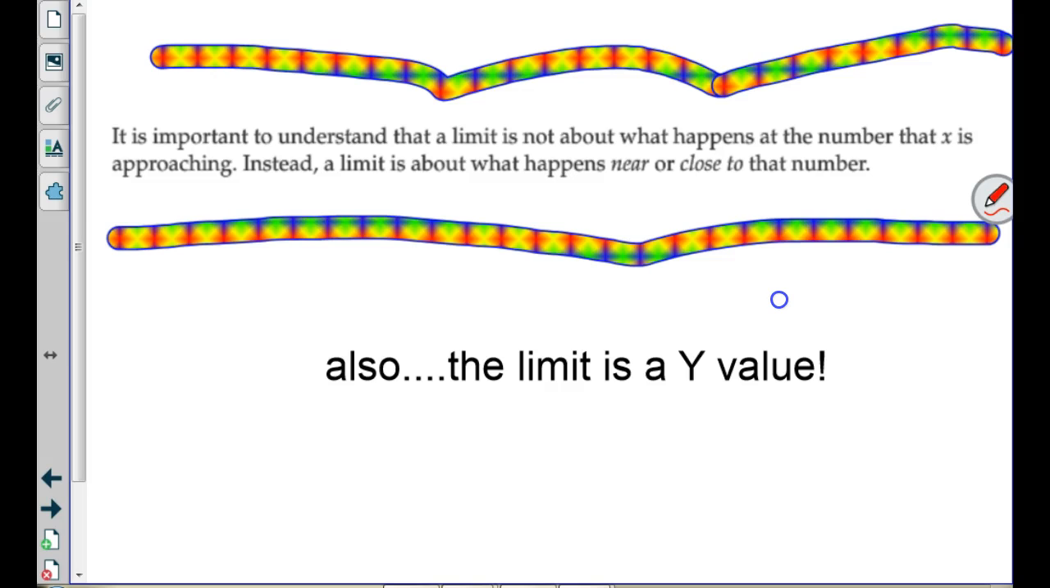It is important to understand that the limit is not about what happens at a number. Instead, a limit is about what happens near or close to that number. And also remember that the limit is a y value, not an x value. Okay?